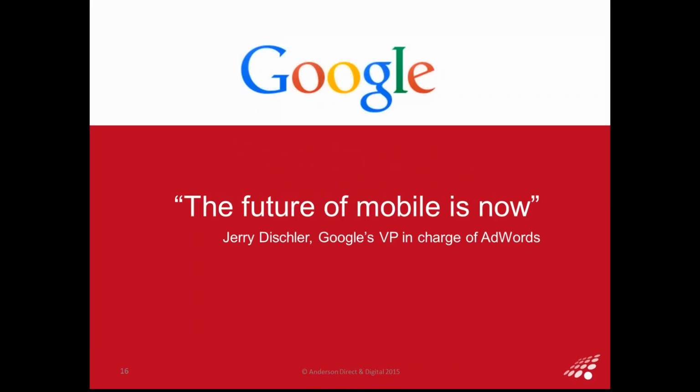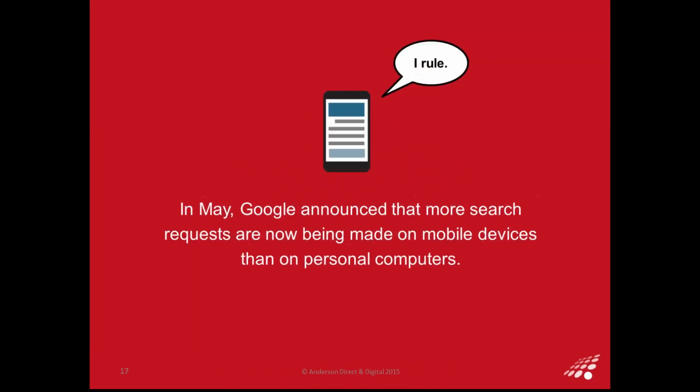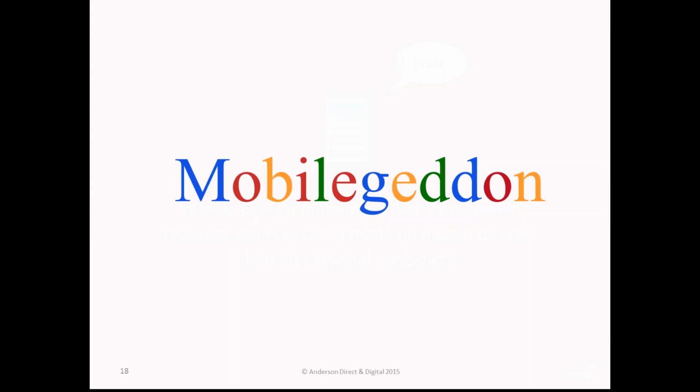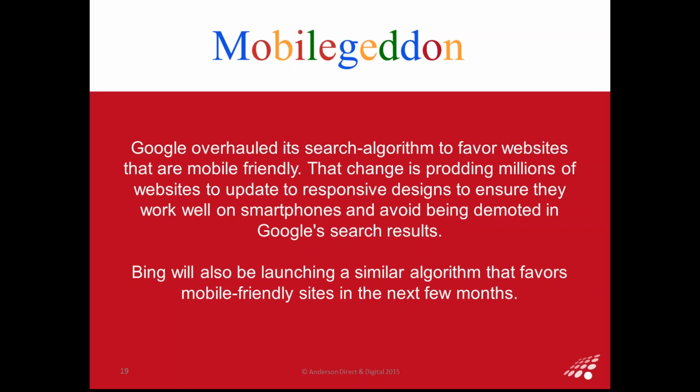So now in 2015, let's add another milestone to the mix, which is the future of mobile is now, quoted by Google's VP in charge of AdWords. And in May of 2015, Google announced that more search requests are now being made on mobile devices. So if you haven't heard of Mobilegeddon, Google overhauled its search engine algorithm to favor those sites that are mobile friendly. What this really comes down to is that if your site is not mobile friendly and someone searches your site on a mobile device, it has a good chance of not showing up in search results.